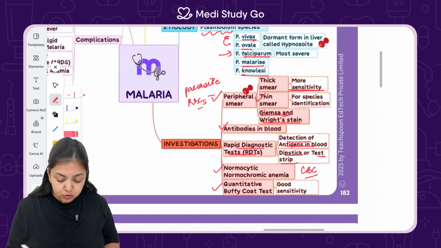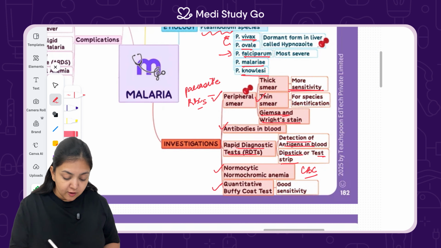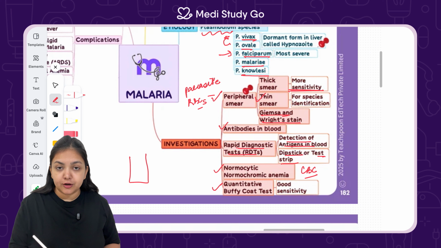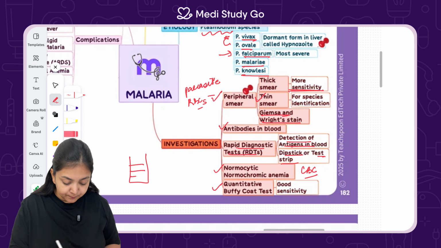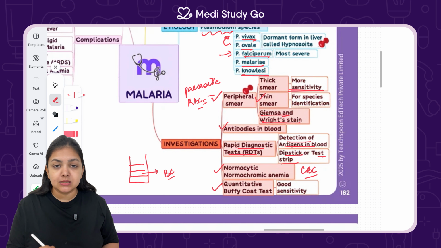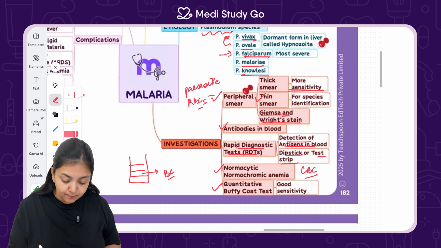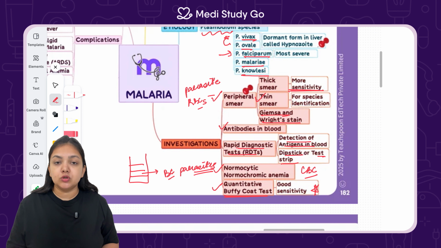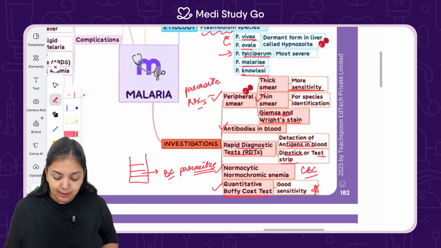And lastly, we use the quantitative Buffy coat test, wherein the blood is taken and centrifuged, which forms 3 layers. The second layer is known as the Buffy coat, which contains WBCs and platelets. Now this layer is also going to show us the parasites which will be present along with the WBCs and platelets. Therefore, the Buffy coat test can be done, and it also has good sensitivity. So these are the lab tests and investigations which can be performed to come to a confirmatory diagnosis for malaria.